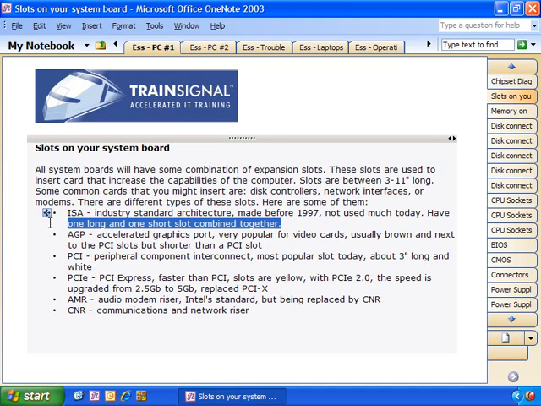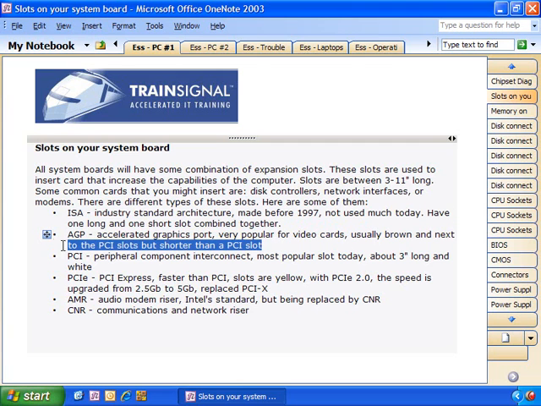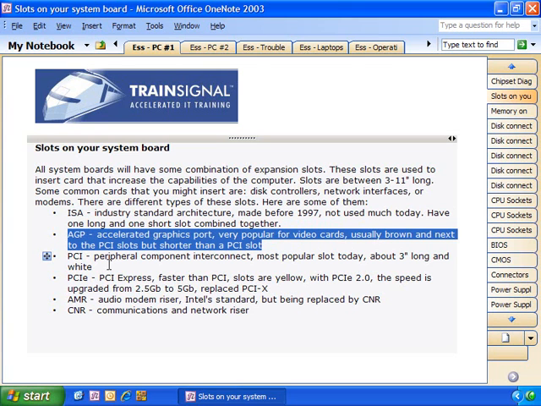The first one is ISA, or Industry Standard Architecture. This is the oldest one of these standards in the list, and it was on computers made before 1997. It's not used today, and it would have one long and one short slot combined together. Then there's AGP card slots. These are accelerated graphics port slots. These are very popular today for video cards. They're usually brown and they're next to the PCI slots, but they're shorter than a PCI slot. And I showed you a picture of an AGP card slot.